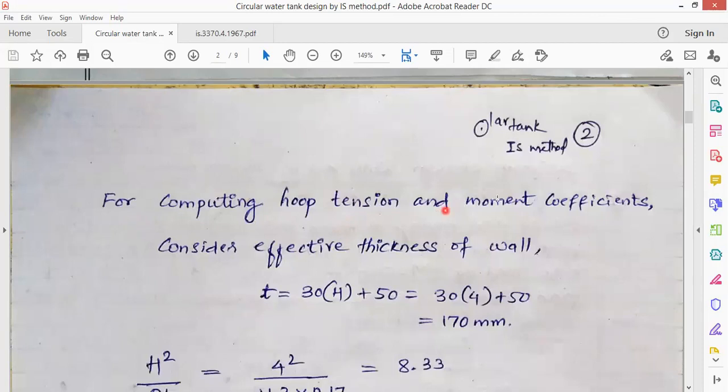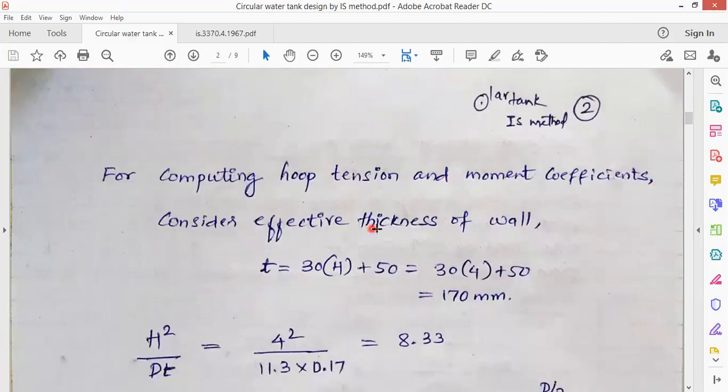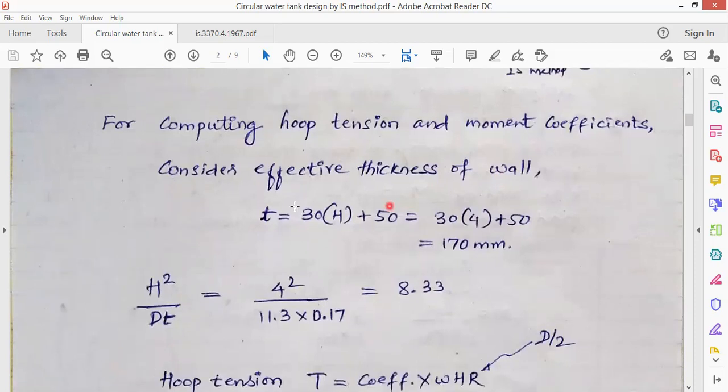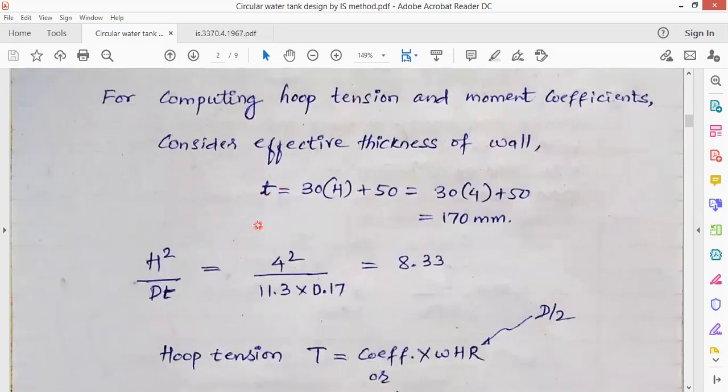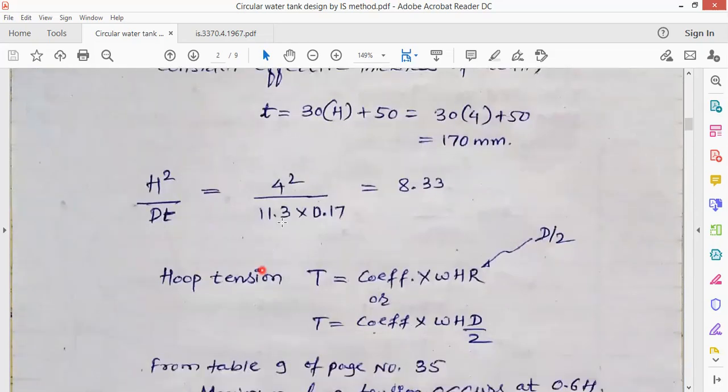For computing the hoop tension and moment coefficients, consider the effective thickness of the wall. So I will calculate initially the thickness of the wall. Basically we have a thumb rule, that is 30 h plus 50, meaning 30 times the height of the water tank plus 50 will be the thickness of the wall. So t is equal to 170 mm by this thumb rule. Then we'll calculate h square by dt. By calculation, h square by dt is equal to 8.33.